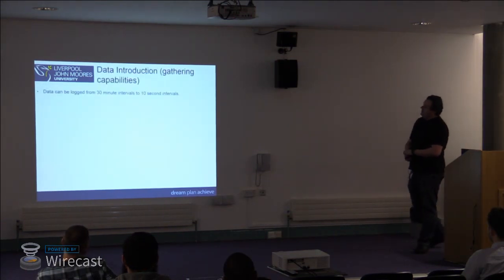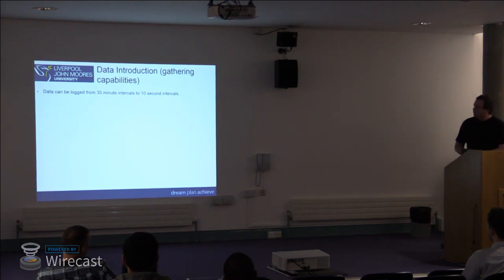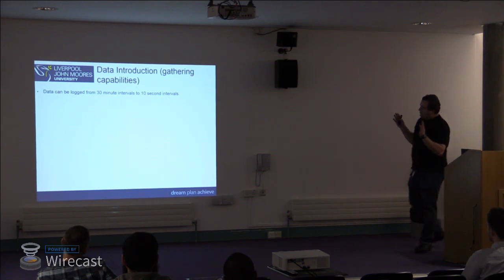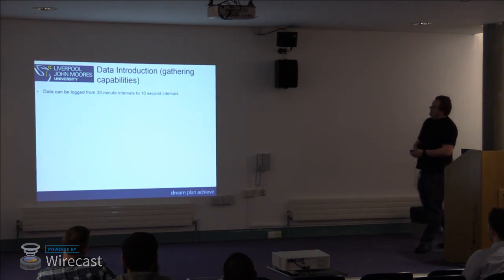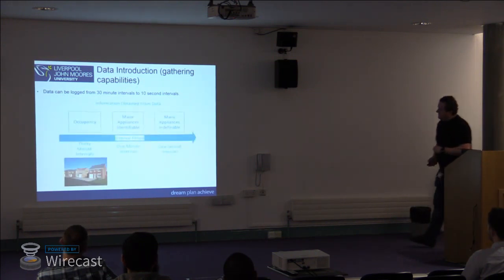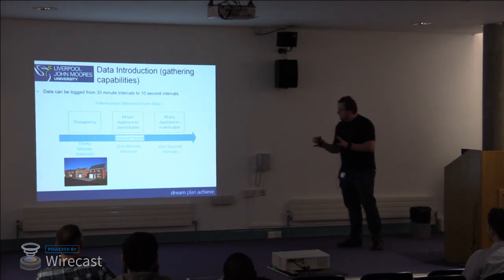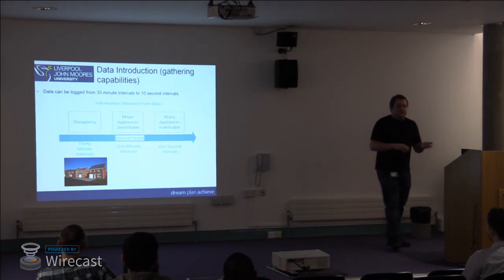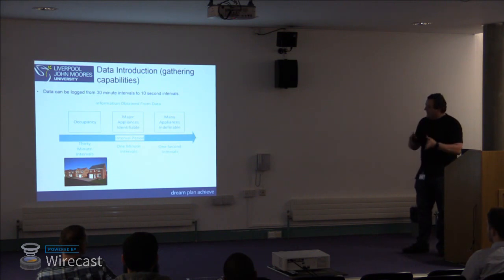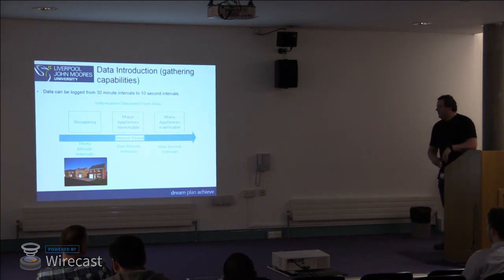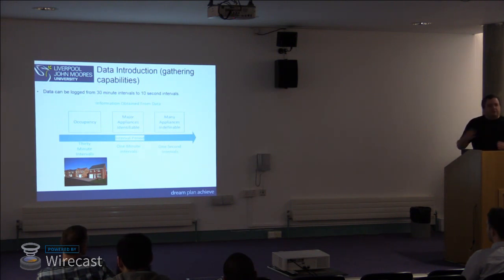So basically, the data for smart meters can be logged from 30-minute intervals to 10-second intervals. That's the source of data collection range. At 30-minute intervals, we can sort of tell whether they're in the house or not. We can tell high-level routine: are they getting up in the morning, making dinner in the afternoon, going to bed at night, or getting up in the middle of the night?